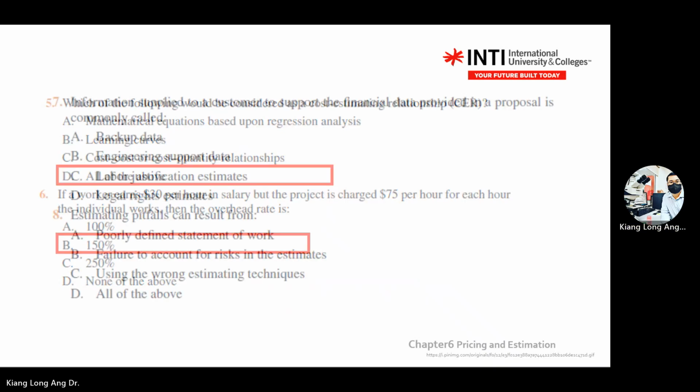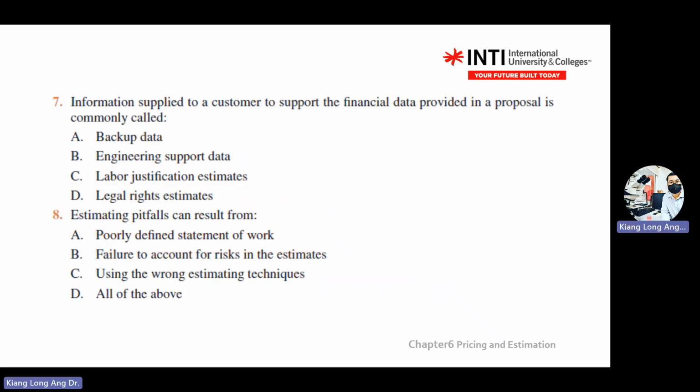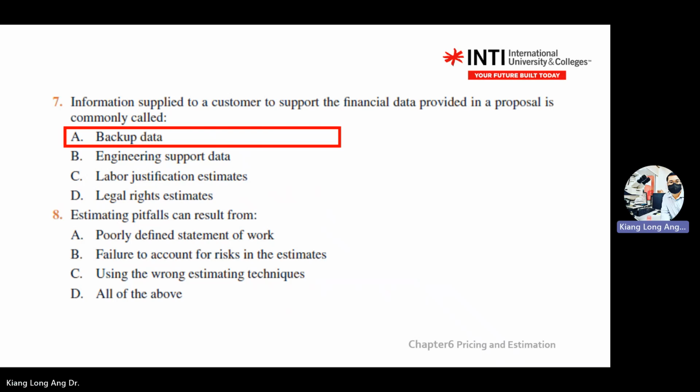Information supplied to the customers to support the financial data provided in the proposal is commonly called what? It's called backup data. Of course, this one is not inside my slides, but it's add-in information for you guys.